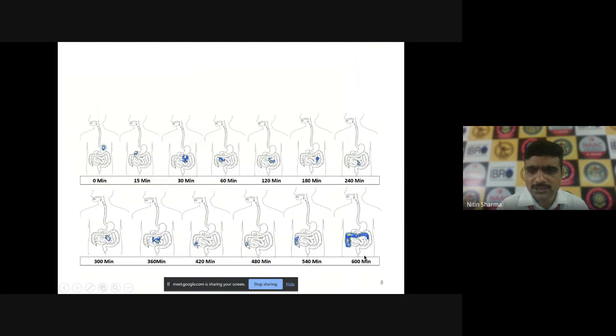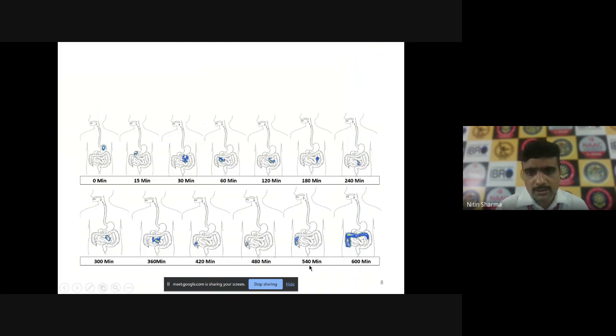But as soon as I evaluate the image at 480 minutes, it is showing that the formulation is at the ileocecal junction. This is the initial part of the large intestine, but the drug is still embedded inside the tablet. It has not started to release the drug.